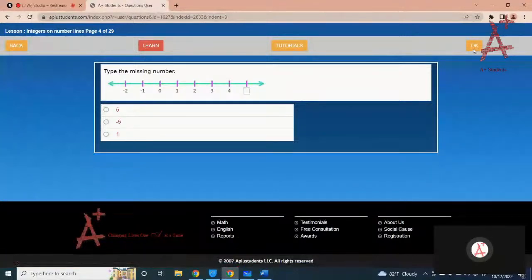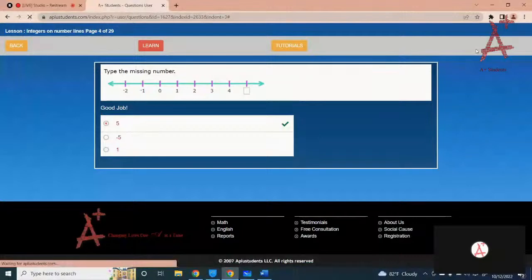Okay, type the missing number. So you are given the last number is 4 on the number line. So which number is next to 4? 5. Very good. So the correct option is 5. Select the correct option and click on the OK button.